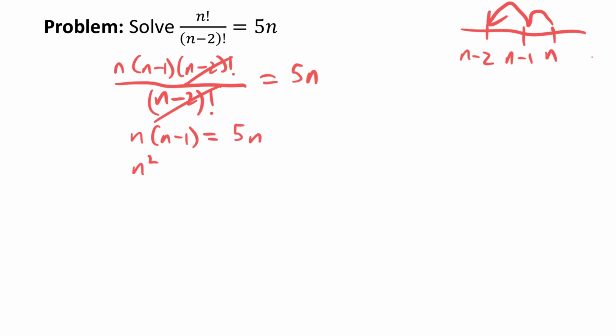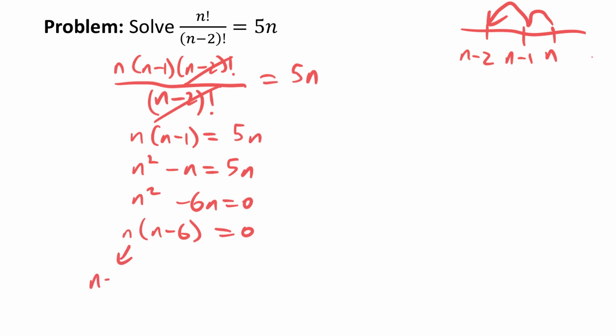We expand to get n squared minus n equals 5n. n squared minus 6n equals 0. So you have n times n minus 6 equals 0. Whenever we're doing a degree 2 polynomial, we move everything to one side, factor, solve. This gives us the solution n equals 0 and the solution n equals 6. Now we have to check here. Both of these solutions are possible for the algebra, but they might not be possible for the original factorial question. If we look at the 6, we're going to get 6 factorial over 4 factorial.